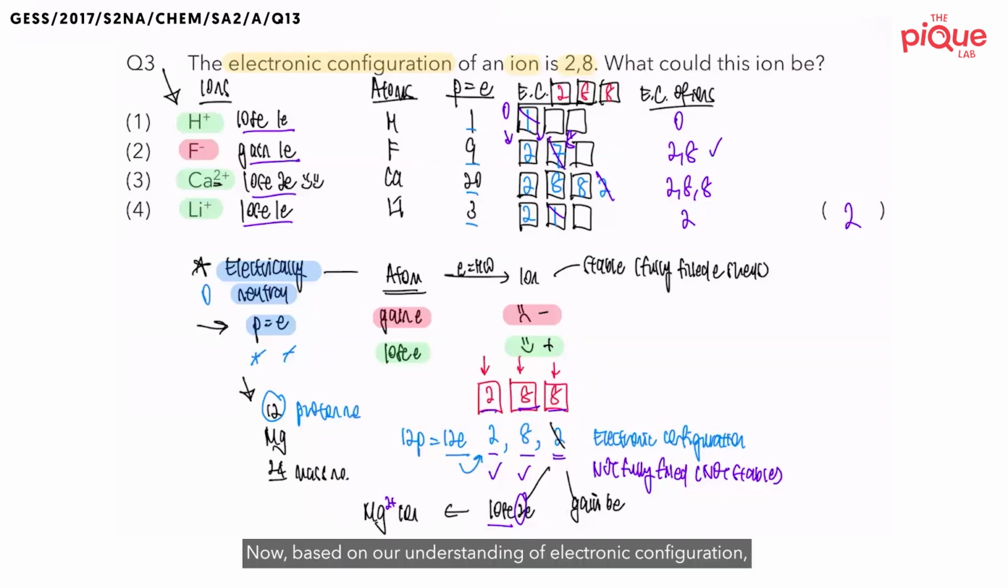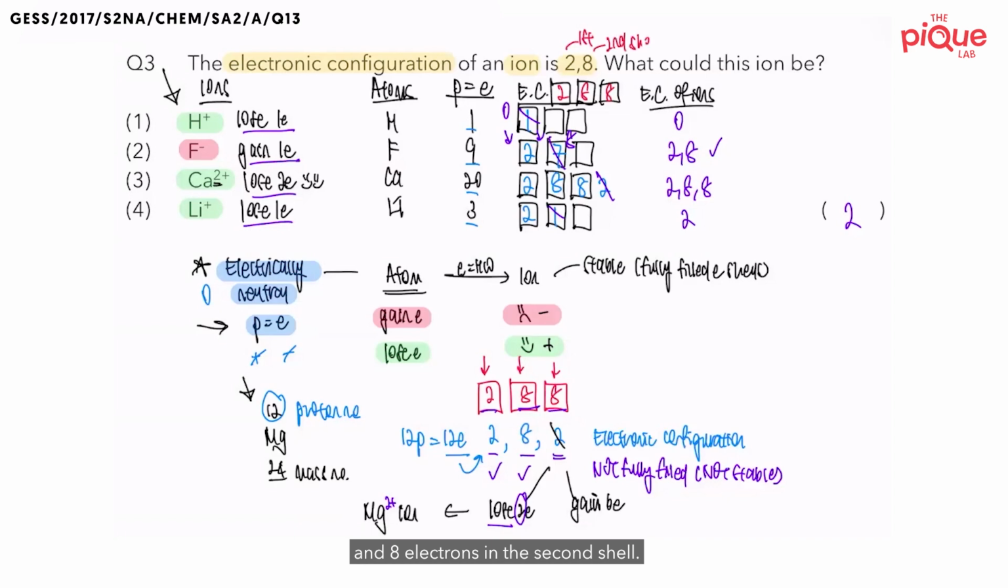Now, based on our understanding of electronic configuration, we know that the 2, 8 means that there are 2 electrons in the first shell and 8 electrons in the second shell. So what do you think is the total number of electrons this ion has? It will simply be 2 plus 8, which is 10 electrons. Let us try to figure out the number of electrons each of these ions will have. How do we do that?